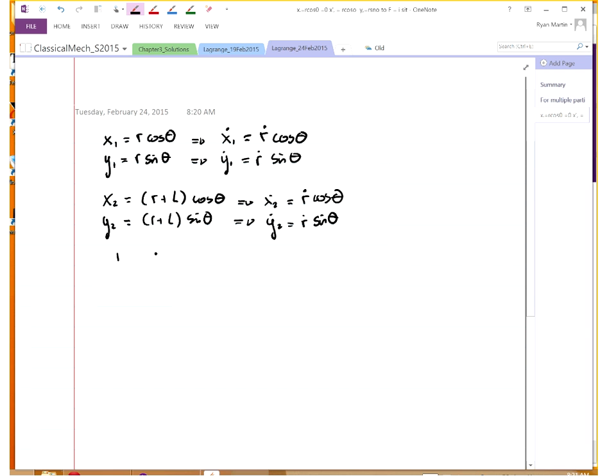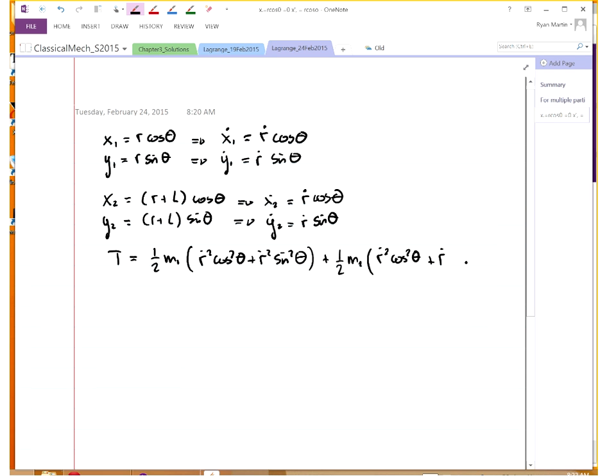So the kinetic energy, T, is a half M1 times x1 dot squared, which is R dot squared cos squared theta, plus y1 dot squared, which is R dot squared sine squared theta. And then the kinetic energy of the second particle is a half M2 times x2 dot squared, which is R dot squared cos squared theta, plus y2 dot squared, which is R dot squared sine squared theta.